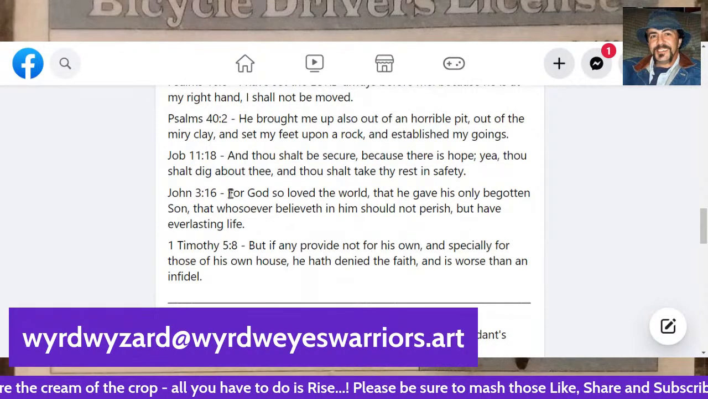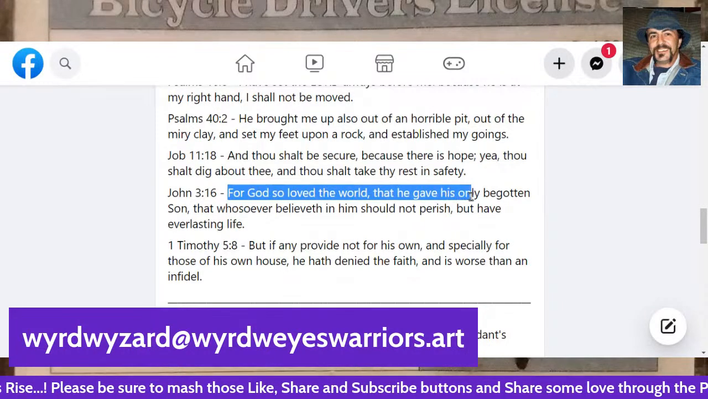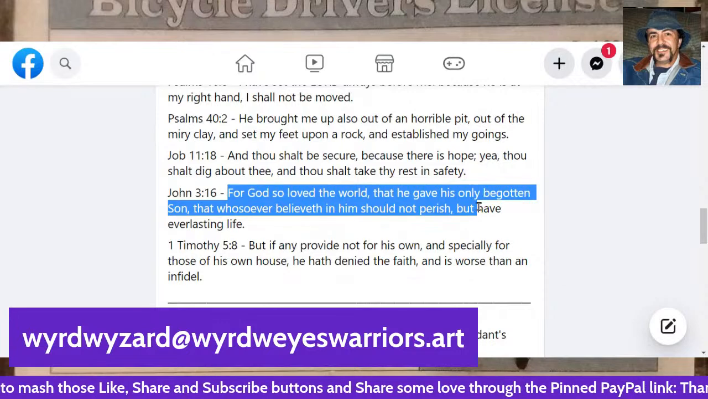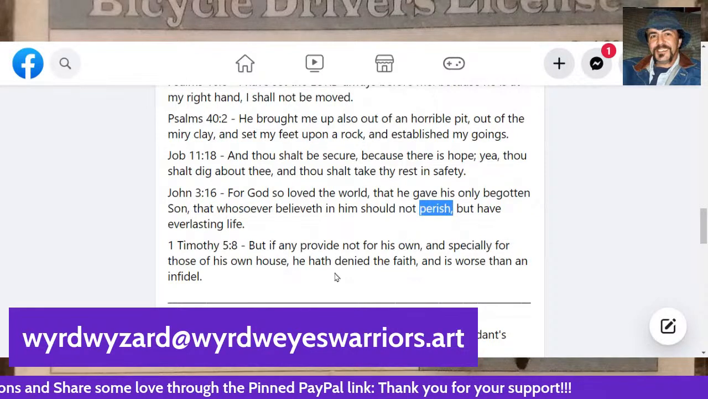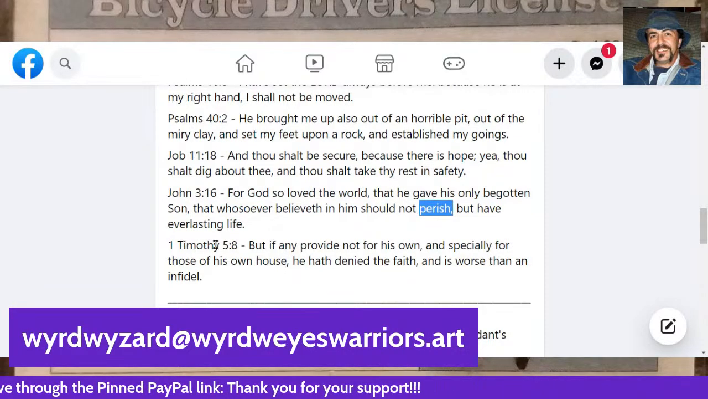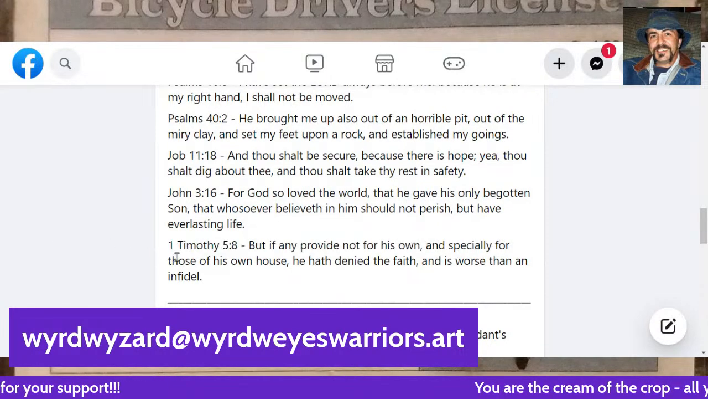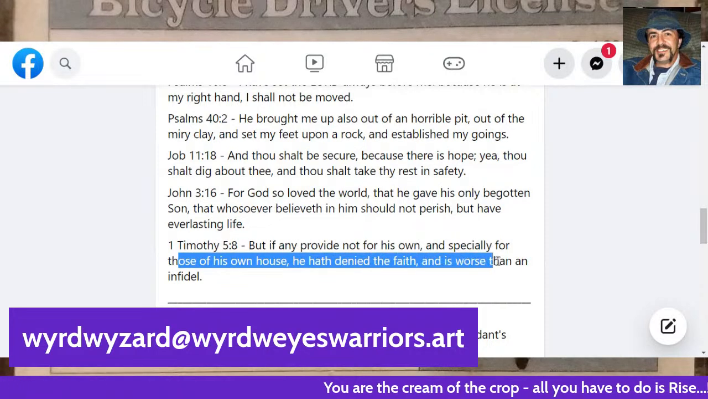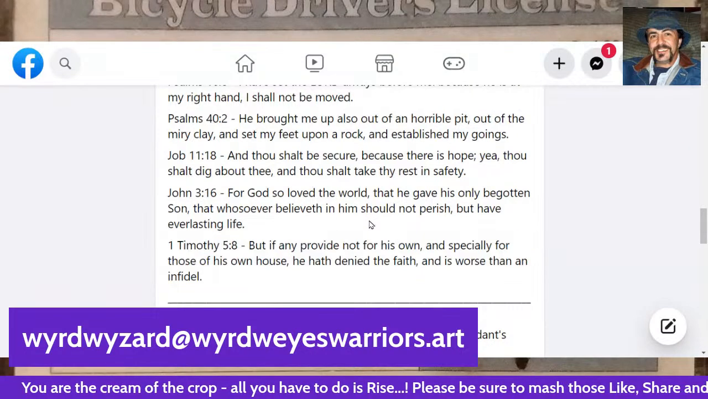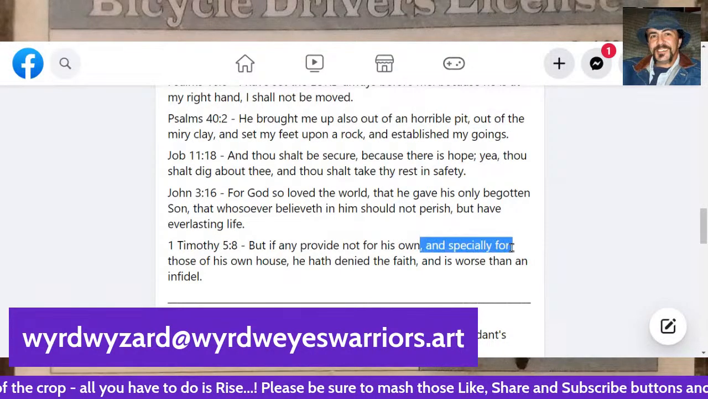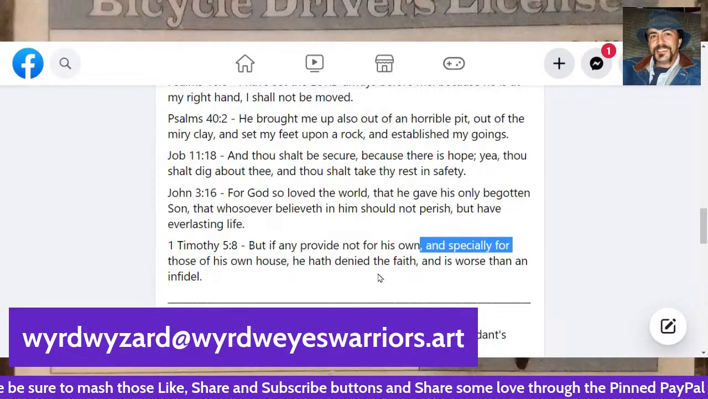Okay. John 3:16, for God so loved the world that he gave his only begotten Son, that whosoever believeth in him should not perish, but have everlasting life. My people are perished for lack of knowledge. 1 Timothy 5:8, but if any provide not for his own, and especially for those of his own house, he hath denied the faith and is worse than an infidel. My people are destroyed for lack of knowledge. And if you're not going to be a priest on me, I cannot save you. And if I can't save you, I can't save your children. You lazy fucks.